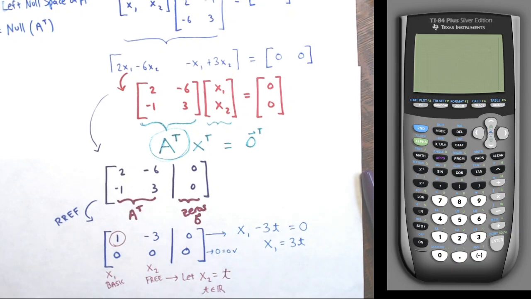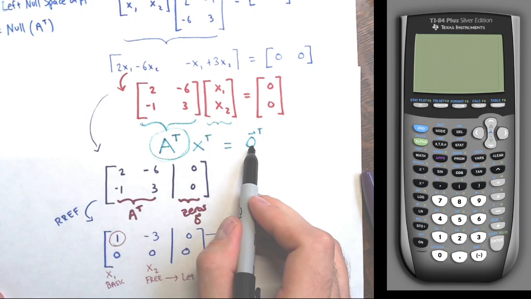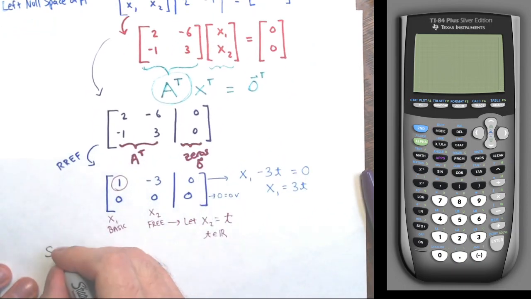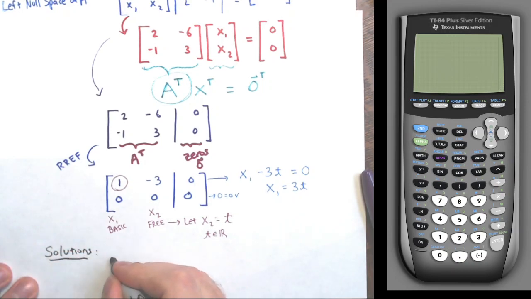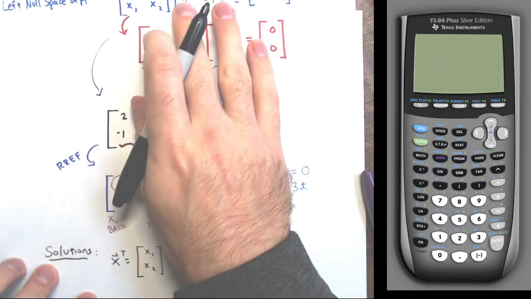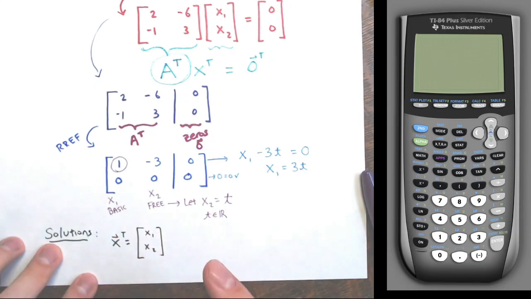All right, so the solutions to this equation, A transpose times a vector equals a 0 vector, are basically describing the null space of A transpose. My vector x transpose looks like this, x1, x2, because x started off as a row vector way back here. That's why I'm saying x transpose is this column vector.